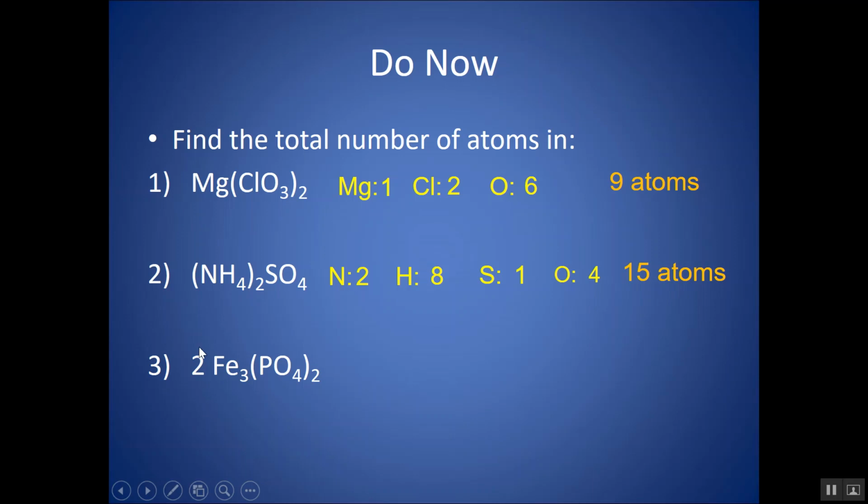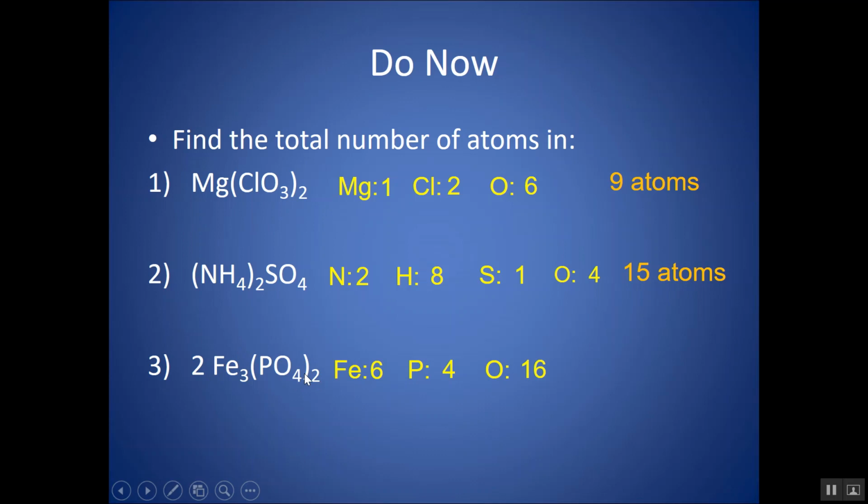Okay, in this one here, there's a coefficient in front. So essentially, I am doubling all the number of atoms here because this coefficient of 2 is being applied to everything after it. So it's just one more number to multiply by. So there's 3 irons that I multiply by 2, so there's a total of 6 irons. Phosphorus has a subscript of 1 inside, 2 outside. So that's 1 times 2, there's 2 phosphorus, and I multiply by this additional coefficient of 2, so that's 4 phosphorus. Oxygen has a subscript of 4, another subscript of 2 outside, and a coefficient of 2, so I'm multiplying all those numbers.